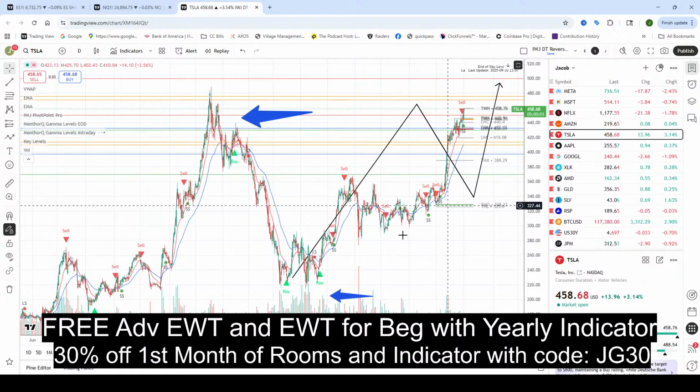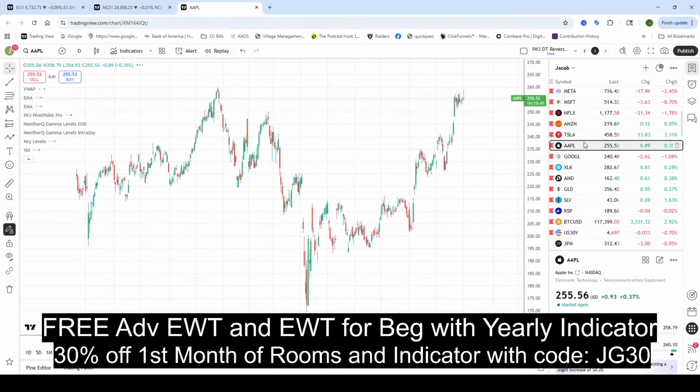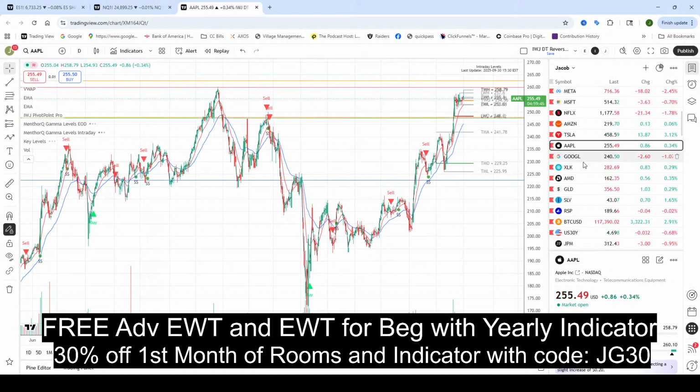Tesla is ripping. We are expecting them to hold this area, pull back in a B wave, and then fill out a megaphone pattern up towards 500. But again, they don't have to pull back. This can just be a direct C wave into the highs to fill out that pattern and finish. Apple, they're trying to push on their all-time highs. They should be making one shortly.